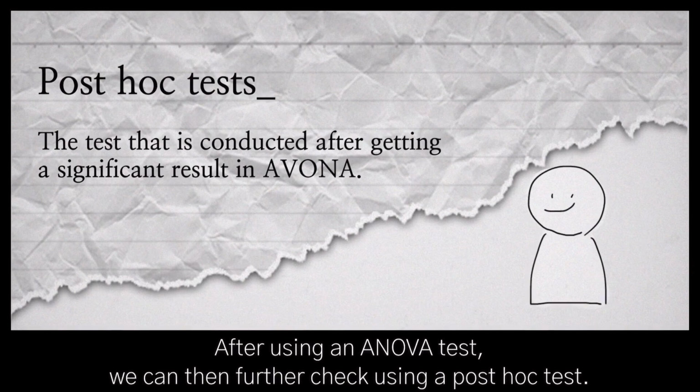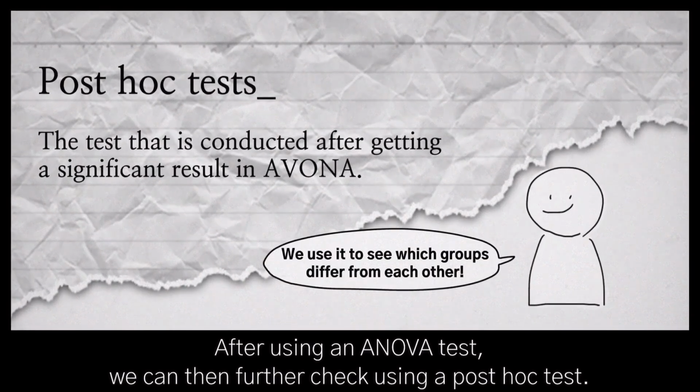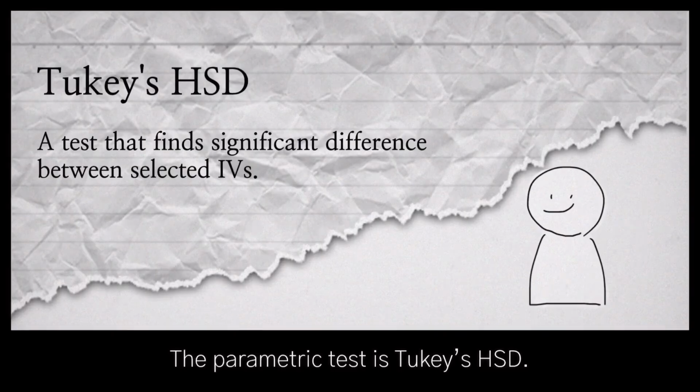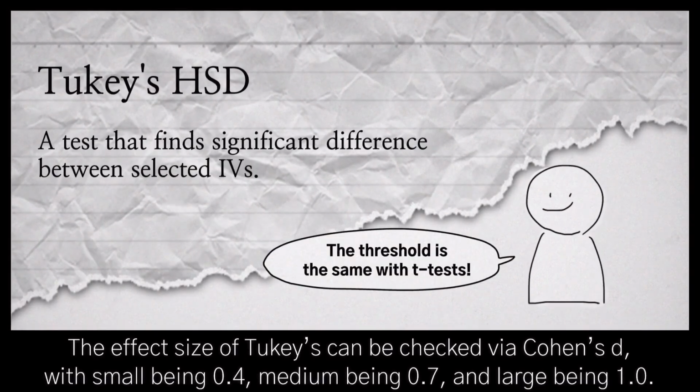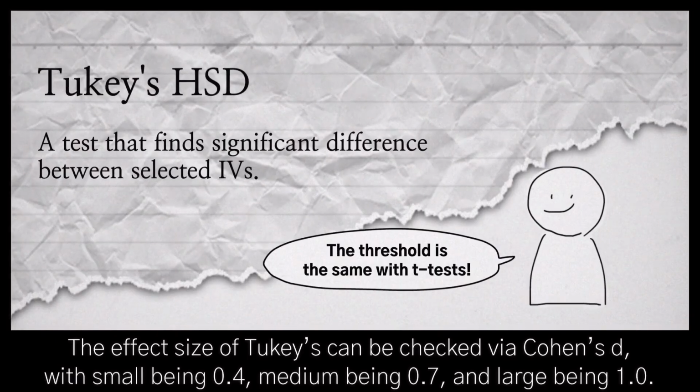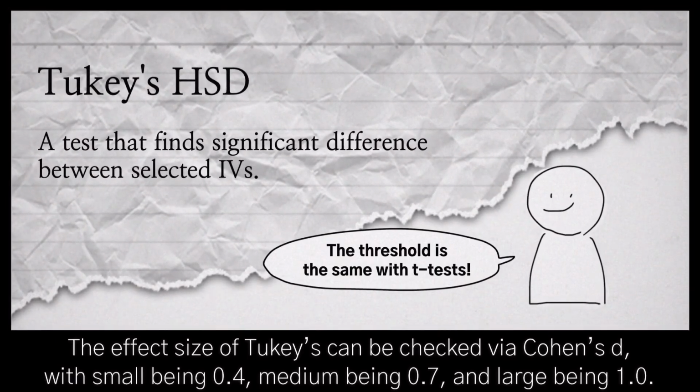After using an ANOVA test, you can further check using a post-hoc test. The parametric post-hoc test is Tukey's HSD. The effect of Tukey's can be checked with small being 0.4, medium being 0.7, and large being 1.